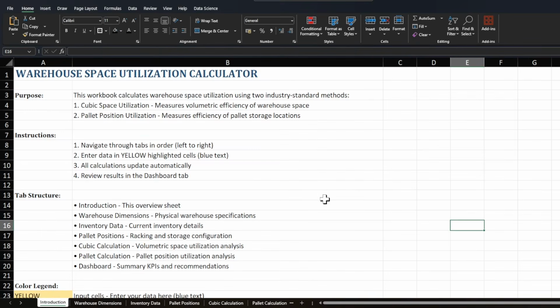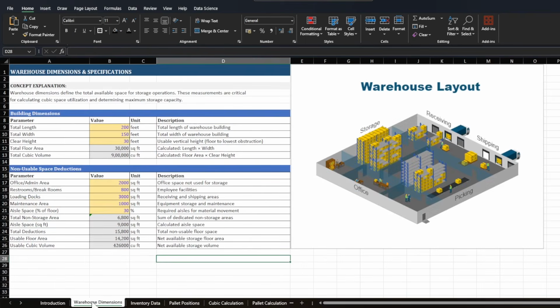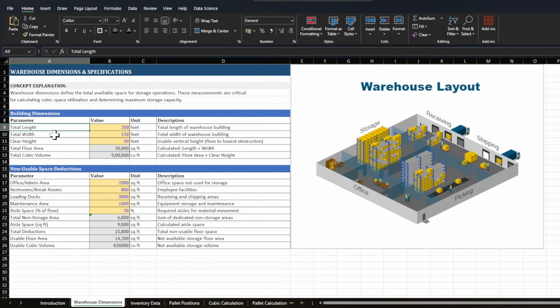Let's start. In the introduction tab of this sheet, we are defining the purpose of this Excel sheet, and there are certain instructions and some color coding. First and foremost, we have to define our warehouse layout dimensions. So here we have the length, width and height of a warehouse. This is the building in which you are building your warehouse: what is the length of it, what is the breadth of it, and the height of it. All of these will be in feet.